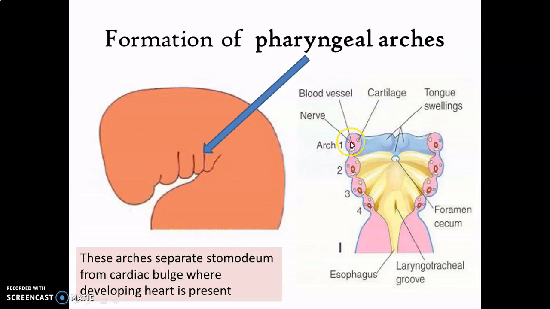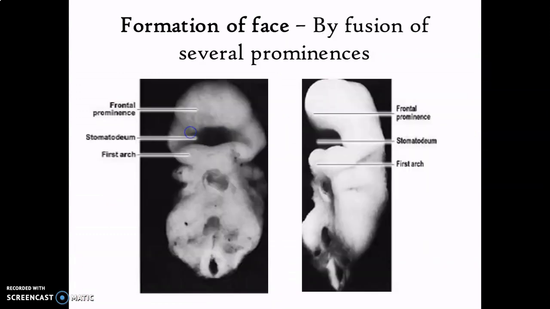They are not seen later. So that's why here arches 1 to 4 are shown in this diagram. The first pharyngeal arch is known as the mandibular arch and the second one as the hyoid arch. You can see all the 4 pharyngeal arches in this diagram as well. I am not going into detail of the pharyngeal arches, and instead I am moving directly on to the development of the face.